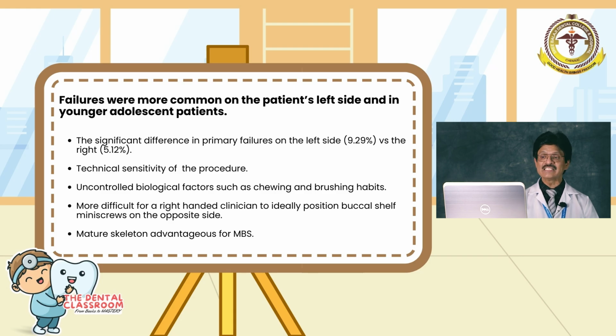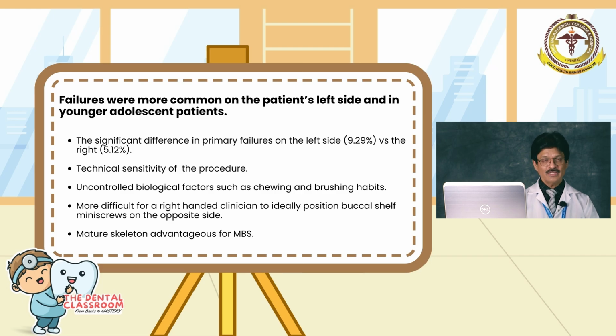Because of the technical sensitivity of the procedure, and because of uncontrolled biological factors such as chewing and brushing habits. At times we tend to brush more on the left side for right-handers. We chew more on one side, that's the left side. And most important, it is difficult for a right-handed clinician to ideally position buccal shelf mini screws on the opposite side. So this could be another factor why it fails on the left side.